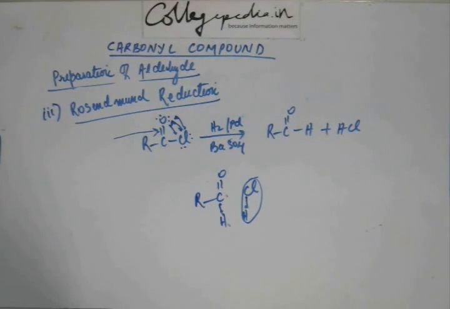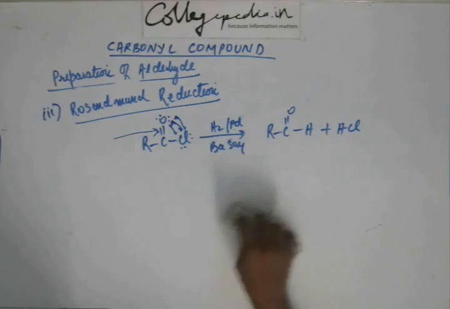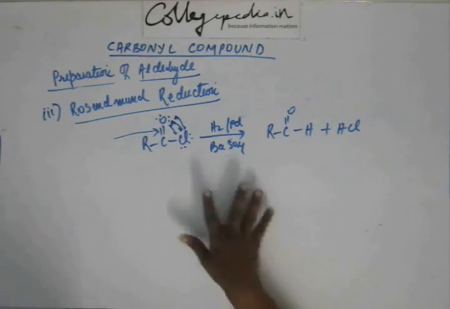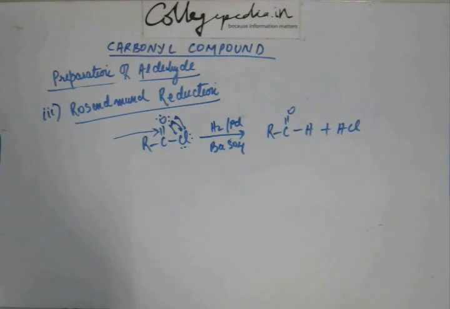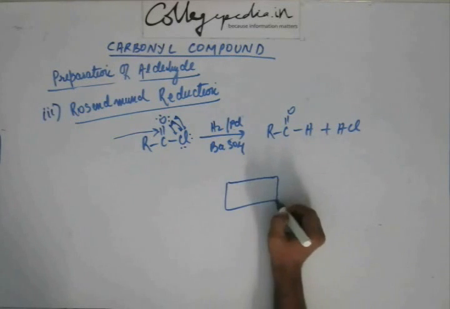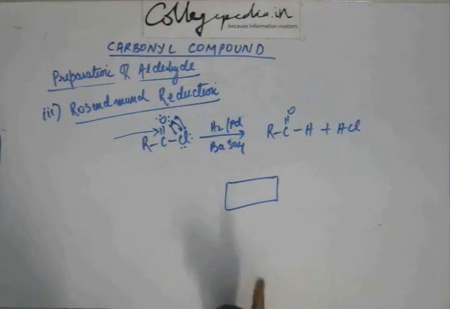Clear. Now the reason why we added hydrogen and the reason why we added palladium is clear. The reason why we add barium sulfate is not clear yet. So it will be clear in a minute. Barium sulfate, I told you a minute back that palladium is porous. Because of that porosity it absorbs hydrogen.